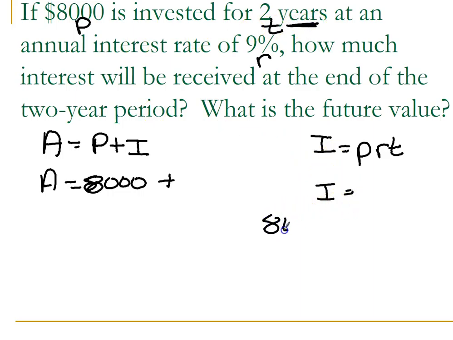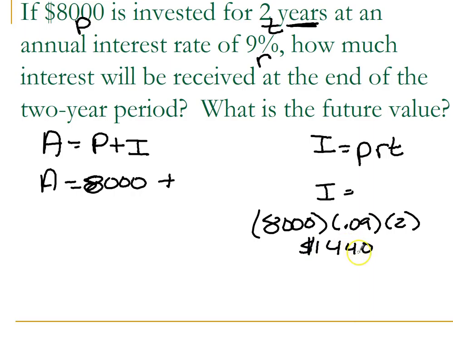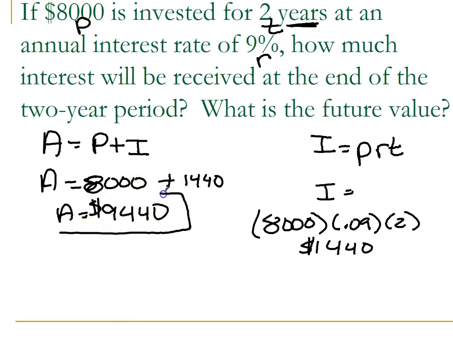So we have 8,000 times 0.09 times 2. And that equals 1440. And that's interest, so it would be money. Now we're going to take the interest and add it to our principal. And now we have found the future value. So this would be the amount of the future value.